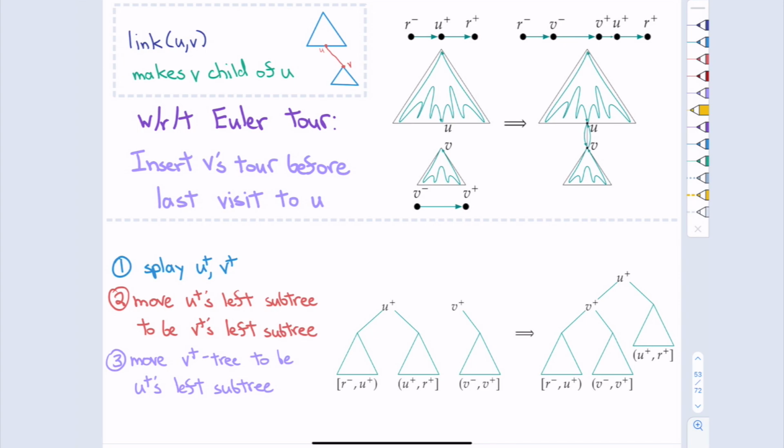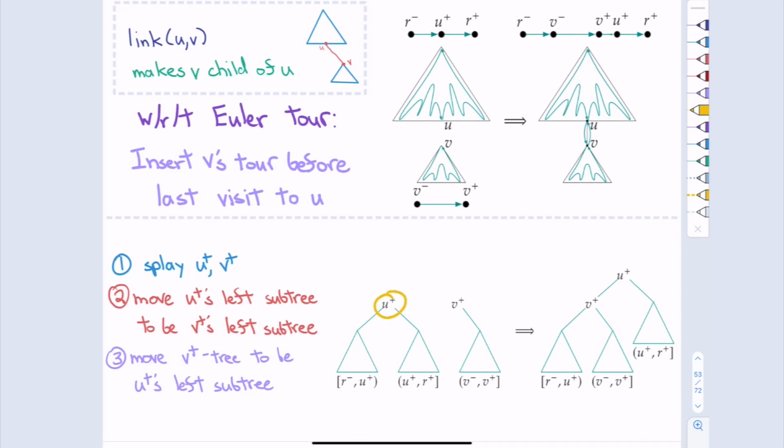But if you wanted to do that kind of surgery, you can splay U plus to the root, V plus to the root, and then once you have this kind of arrangement, it's easy to make V plus the left child of U plus and rearrange those subtrees. So one subtree here goes to one subtree there, and so forth.